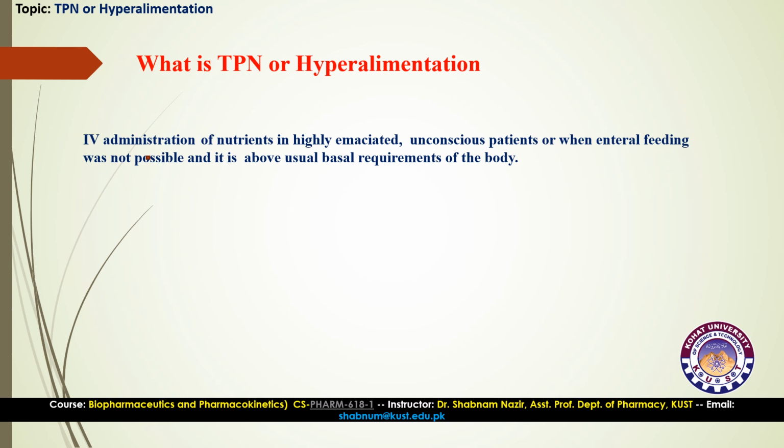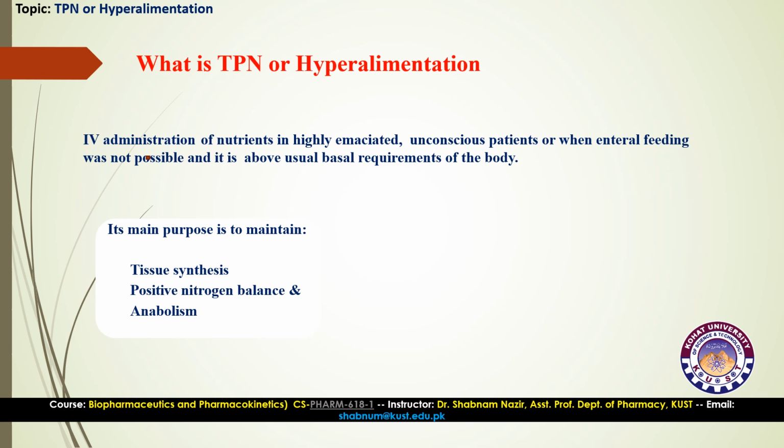So this treatment is basically used in highly emaciated patients or those patients who are unconscious and not able to get fed through enteral feeding. In those situations, TPN or hyperalimentation can be used in order to fulfill the deficiency of nutrients within the body. And its main purpose within the body is to maintain tissue synthesis, positive nitrogen balance, and anabolism.